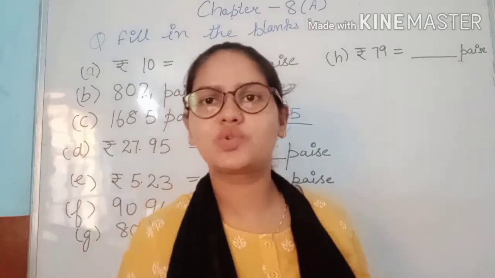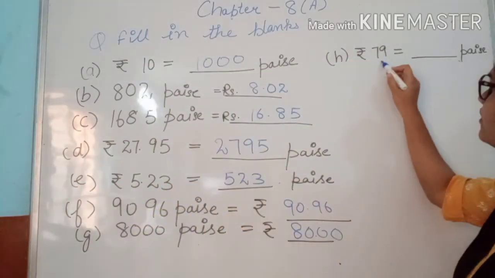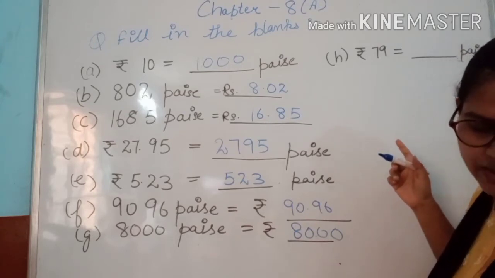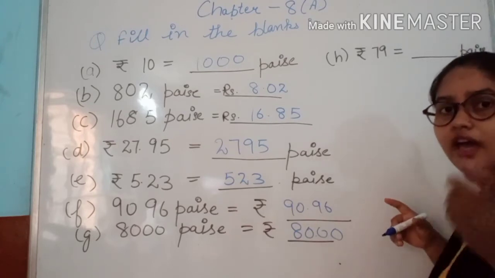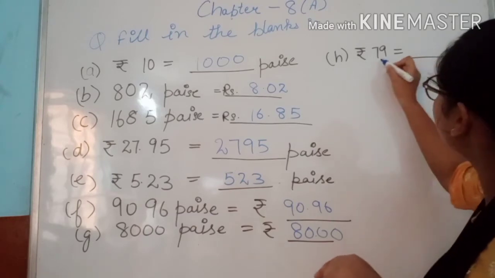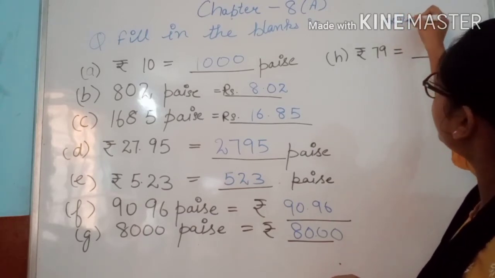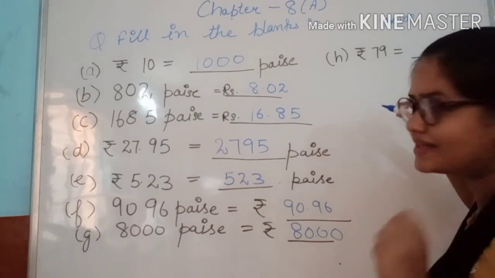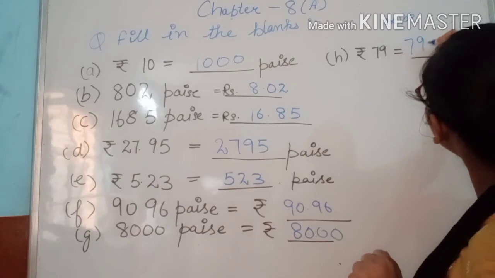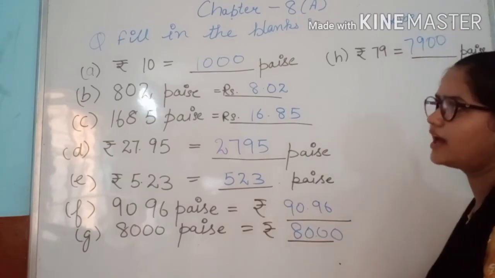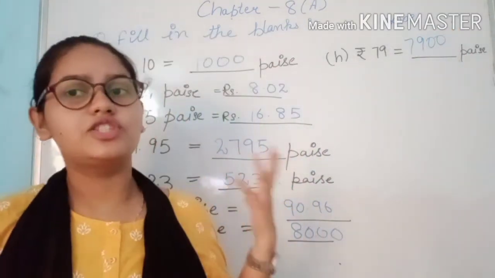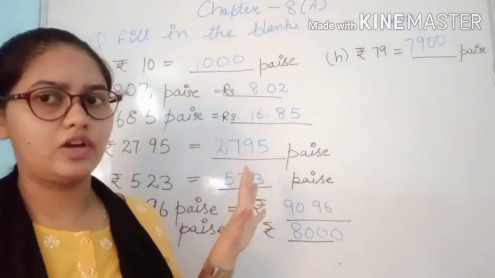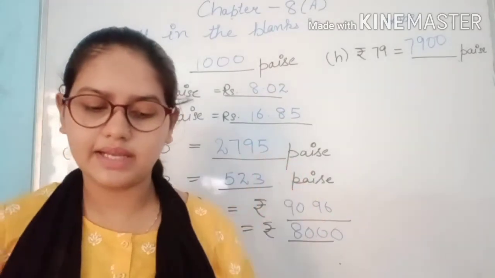Let's do the last one. Which one is 79 rupees, and we have to convert into paisa. So this one is your last sum, and when we have to convert into paisa, what will we do? We will multiply 79 by 100, so it becomes 7900 paisa. Okay, so as we have done now the third part of our chapter exercise 8A. Okay students, this one is the end of our exercise 8A.